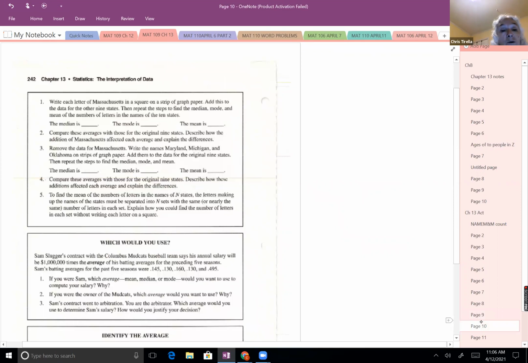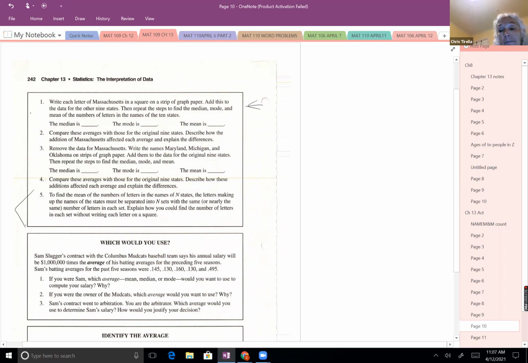Then the last one: they want you to see how the mean, the median, and the mode change if I change my data set. They're asking you to add Massachusetts to the set of states that you were working with and see how that changes the mean, the median, and the mode. Then they want you to take out Massachusetts and add instead Maryland, Michigan, and Oklahoma and see how that changes the mean, the median, and the mode.